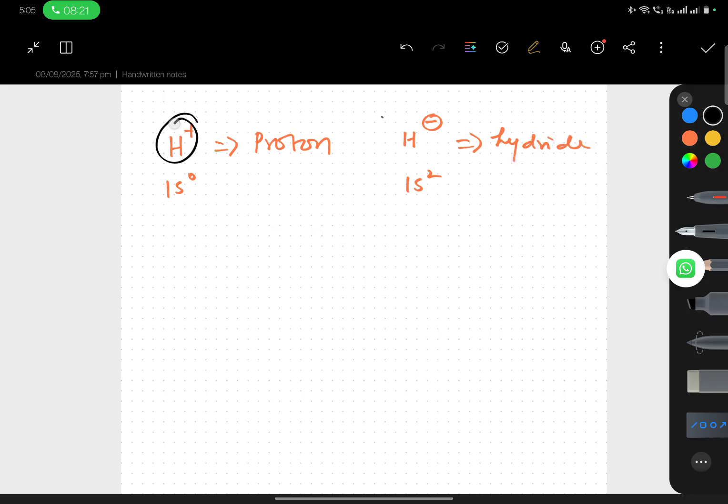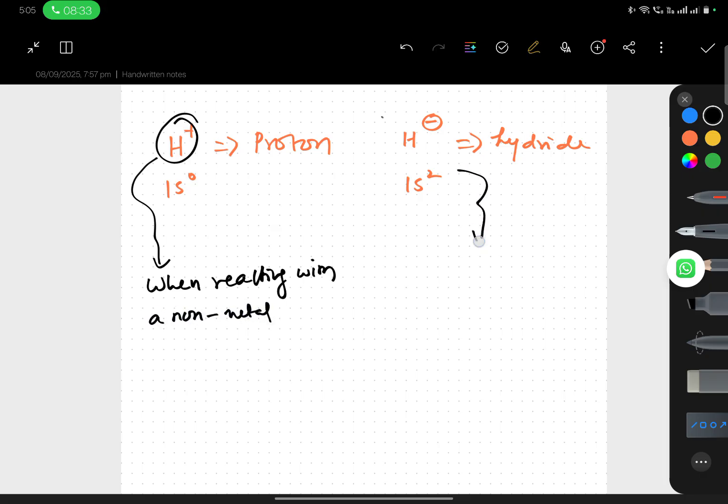Normally hydrogen will form H plus when reacting with a non-metal. Hydride will be formed when it is reacting with a strong metal. What do you mean by a strong metal? Can you elaborate?